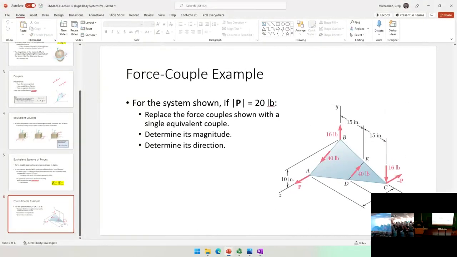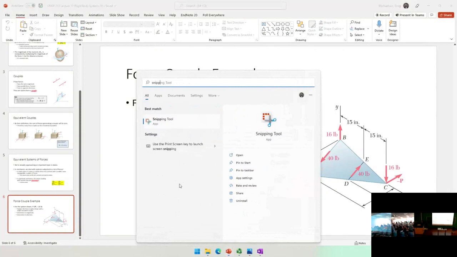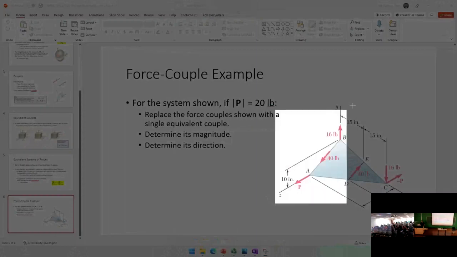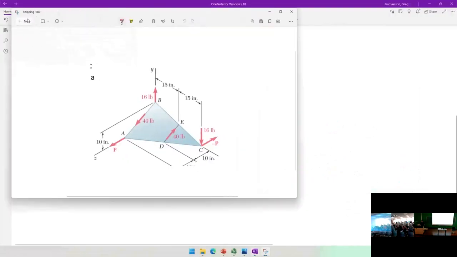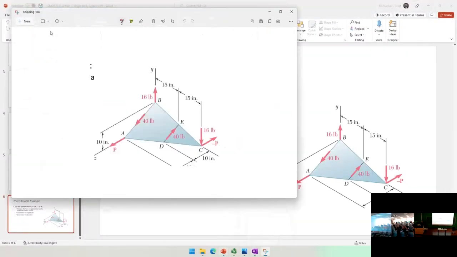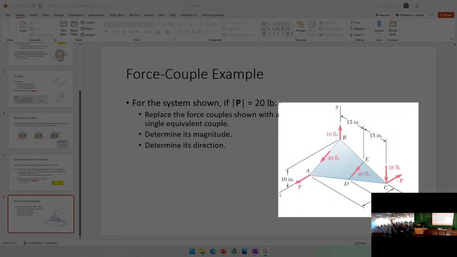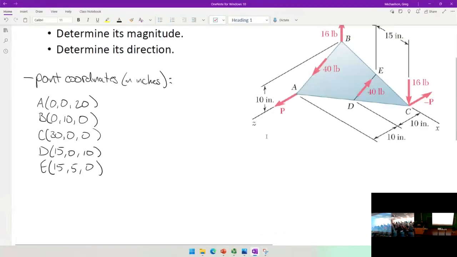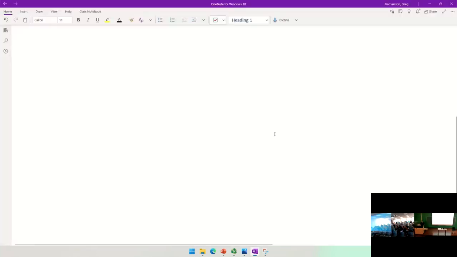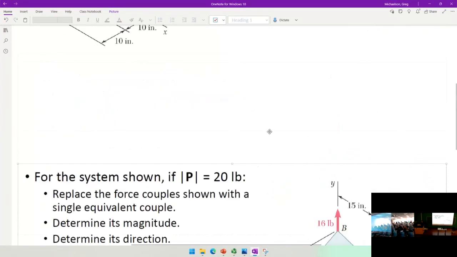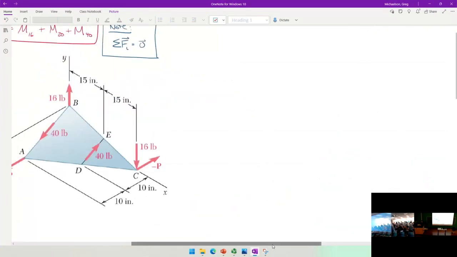Give me 1 second. I'm cheating, sorry. Oh, because I don't want to scroll up and down like crazy on this. Okay. Do that. Okay. Microsoft doesn't like me today.